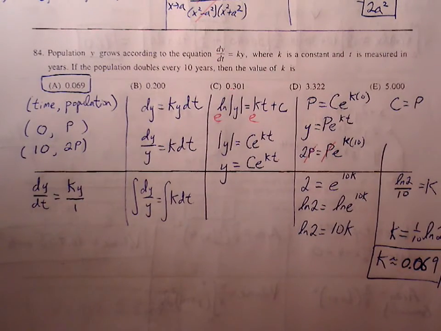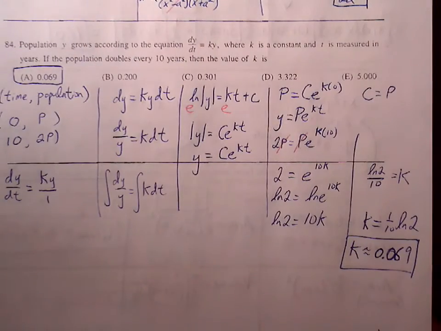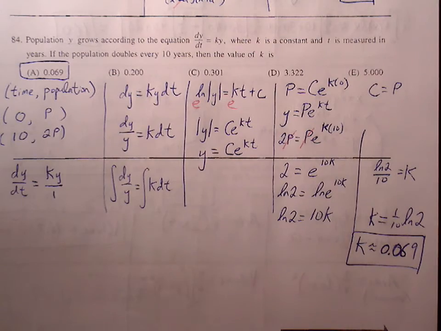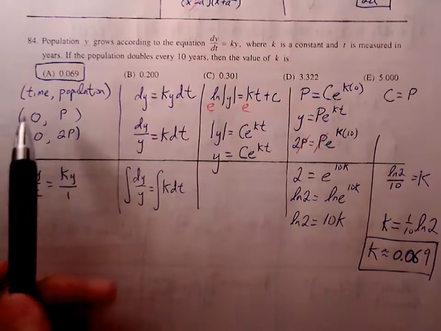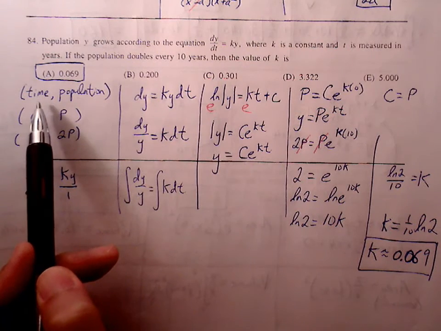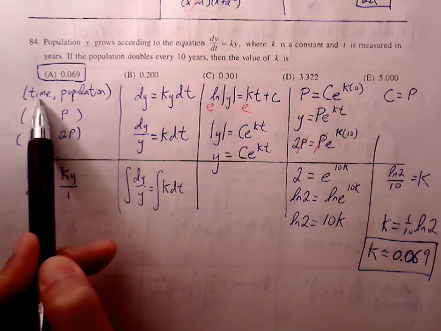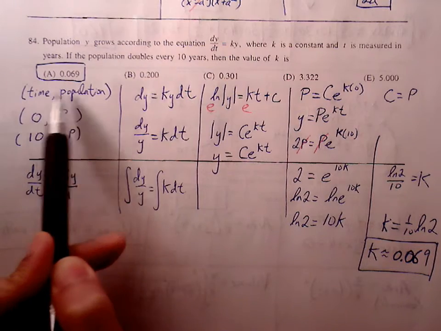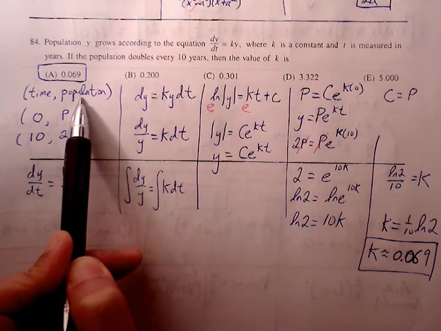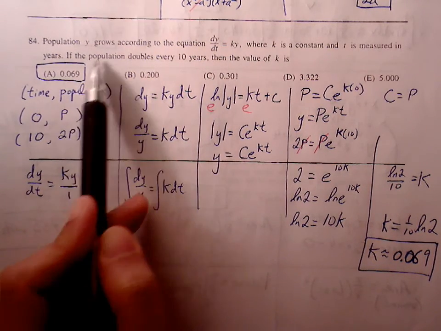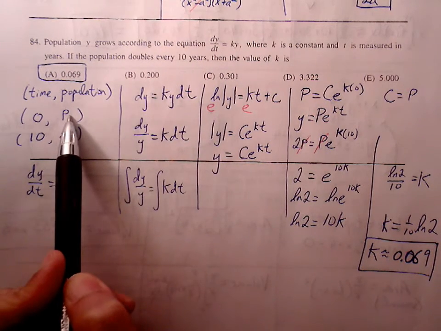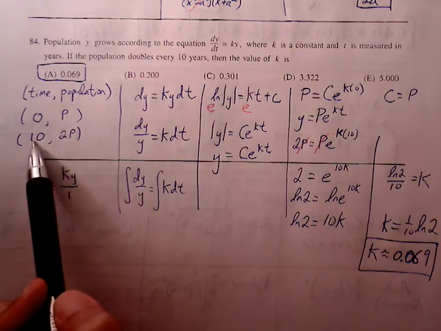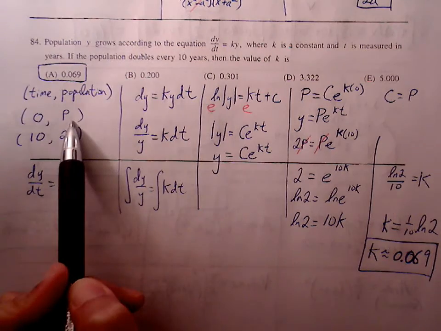84, we have a population that grows in accordance with our differential equation, dy/dt is equal to ky. Population doubles every 10 years, so I'm going to gather information as ordered pairs. T being our independent variable, population being y, but I'm going to let initial population be some unknown value of p. And then the population 10 years later is going to be twice that value.